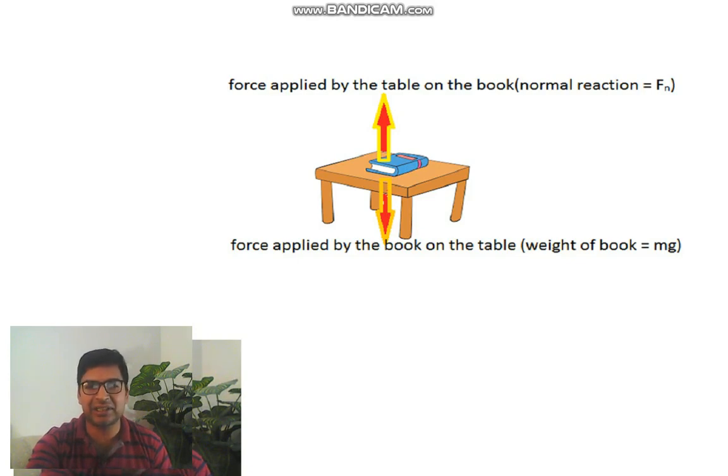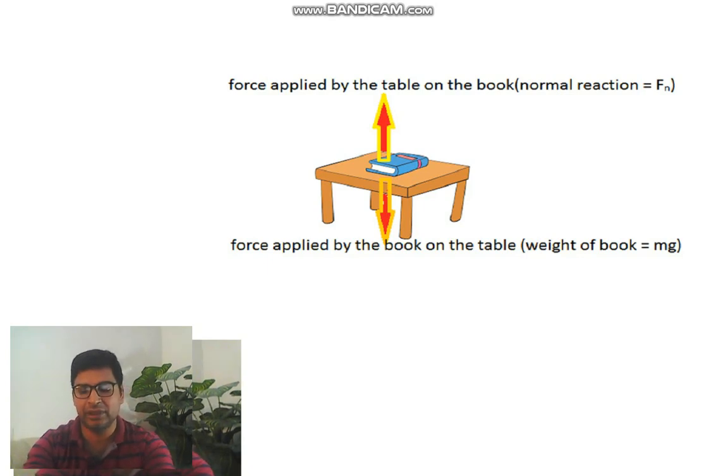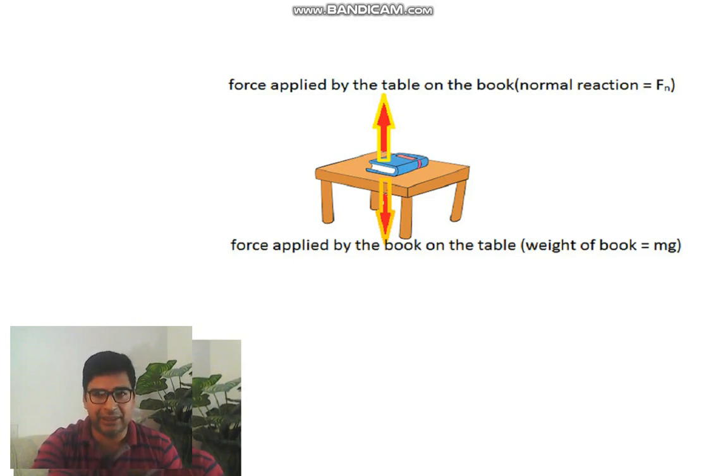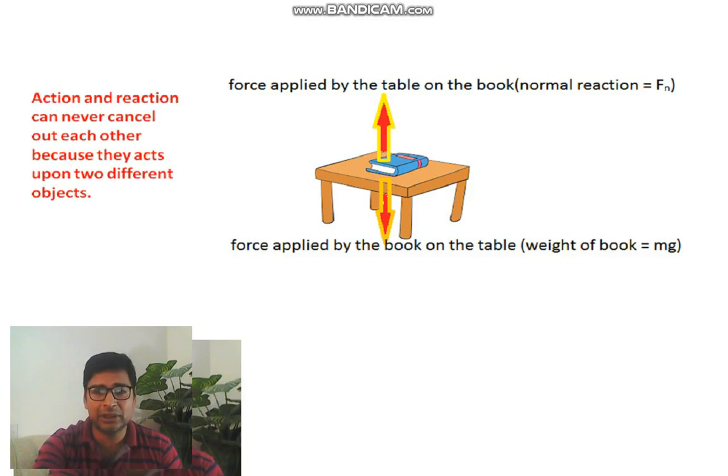these action and reaction can cancel out each other, therefore sigma F is 0, net force is 0, so the book will be at rest. But as you know, action and reaction can never cancel out each other because they are acting upon two different objects. Only those forces can cancel out each other which are acting on the same object.